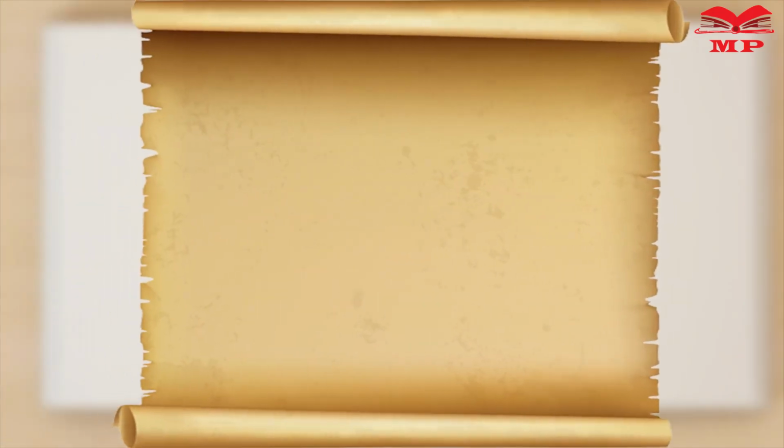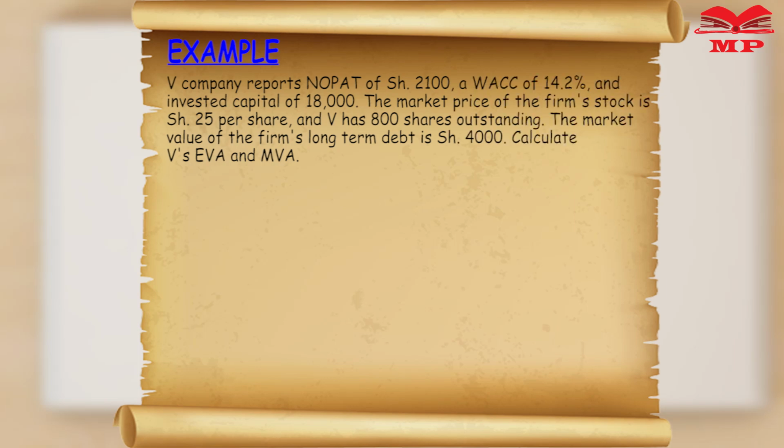V company reports a NOPAT, or net operating profit after tax, of 2100, a weighted average cost of capital of 14.2%, and invested capital of 18,000. The market price of the firm's stock is 25 per share, and V has 800 shares outstanding. The market value of the firm's long-term debt is 4,000. Calculate V's EVA and MVA.